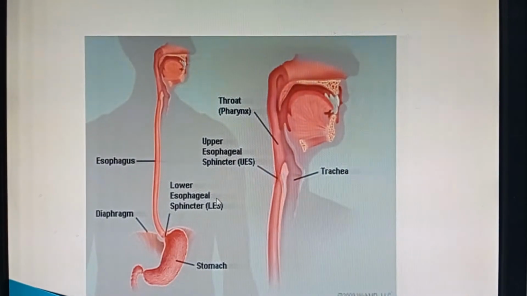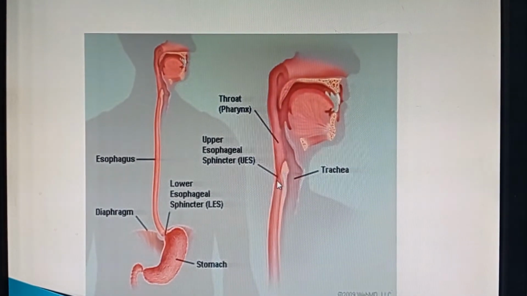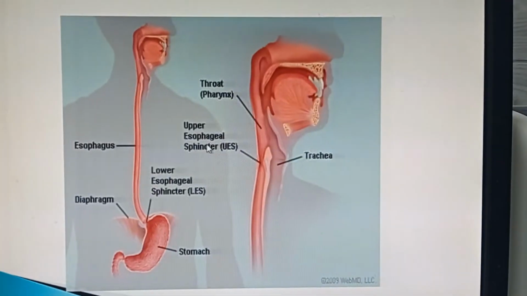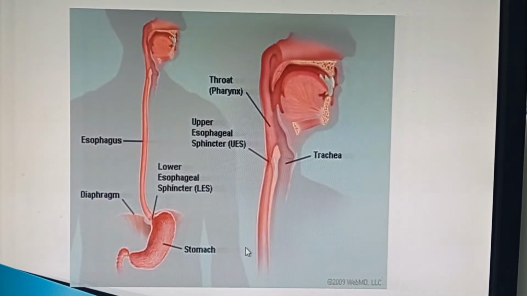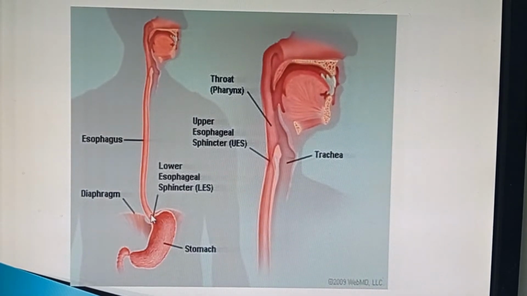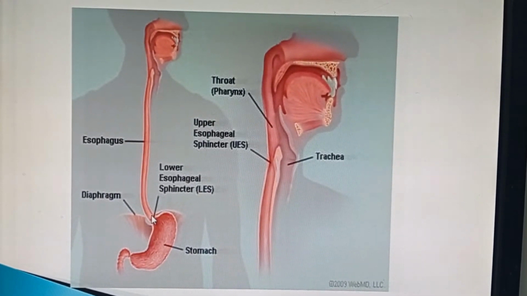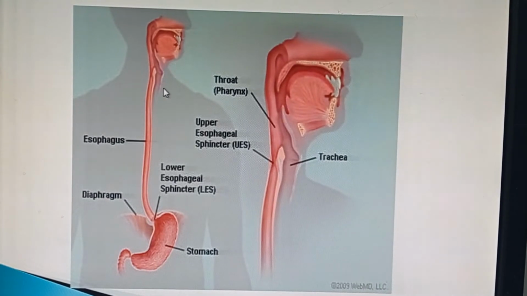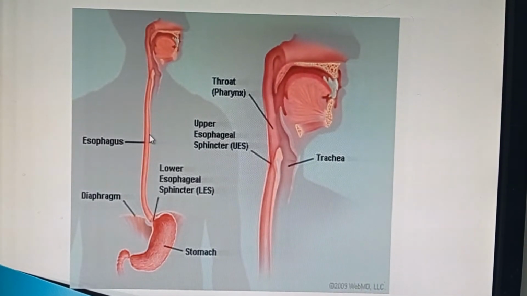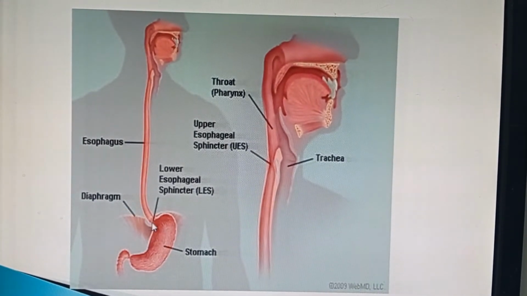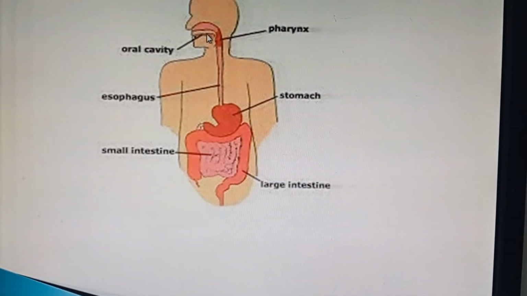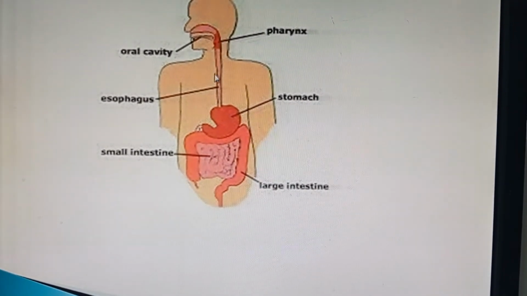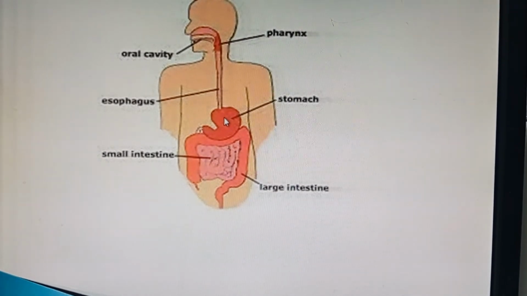It has twin sphincters, at the top the upper esophageal sphincter, and at the bottom the lower esophageal sphincter. When food or liquid is coming, it opens, otherwise it is closed. Oral cavity. From the oral cavity, food enters the pharynx and then the esophagus and then the stomach.